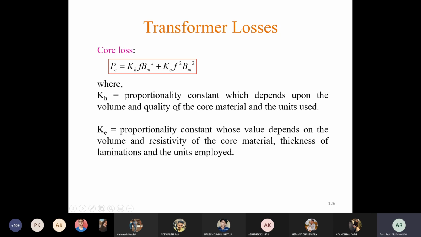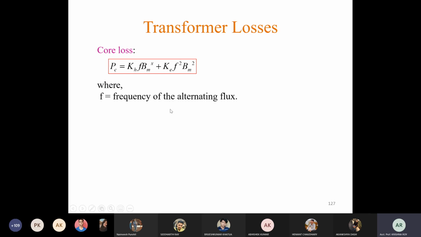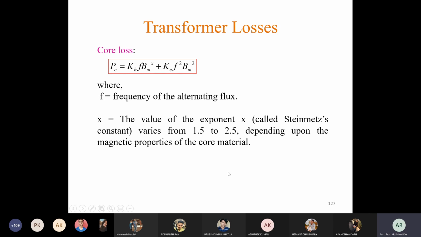Kh is the constant of proportionality for calculating the hysteresis loss, and Ke is the constant of proportionality for calculating the eddy current loss. Bm is the maximum value of flux density in the core for both these losses. f is the frequency of the alternating flux, and x is a constant known as the Steinmetz constant, whose value varies from 1.5 to 2.5 depending upon the magnetic property of the core material. Again, this constant x also depends on the material property of the core.